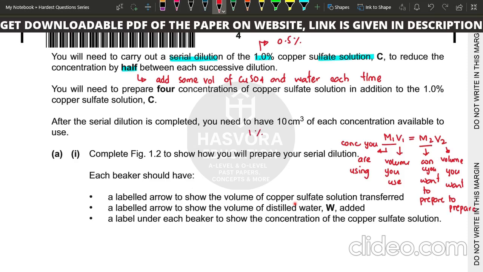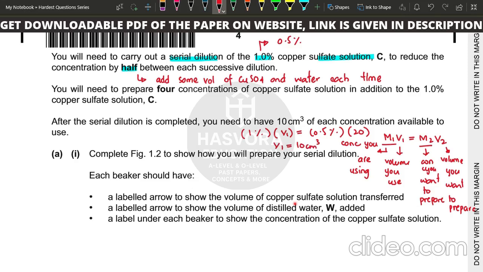Okay, so in the case now, the concentration we are using is 1%. Now we do not know what volume we will pick out, so let's just keep it as V1, and now we want to prepare the concentration of 0.5%, which is the half of it, and we want to prepare 20 cm cube of 0.5% concentration, so V2 becomes 20. Okay, so what will V1 be? V1 will be 10 cm cube.